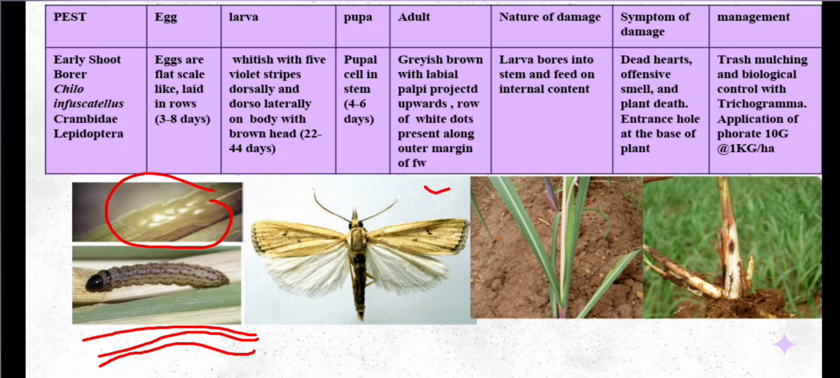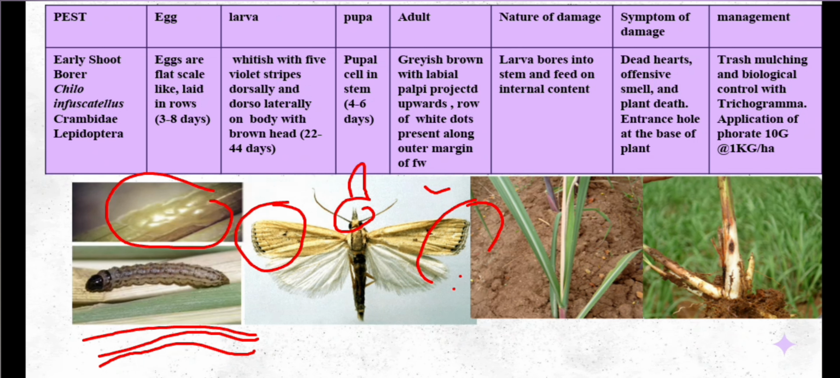So what are the labial palpi? Here you can see, these are the labial palpi which are projected outward in this way. And a row of white dots is present on the outer margin of the forewing. Here you can see, after the black dots, a layer of white dots is present on the outer margin of the forewing.